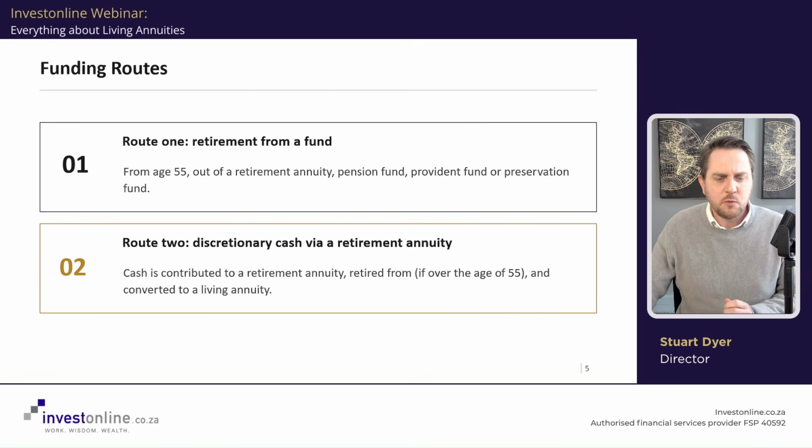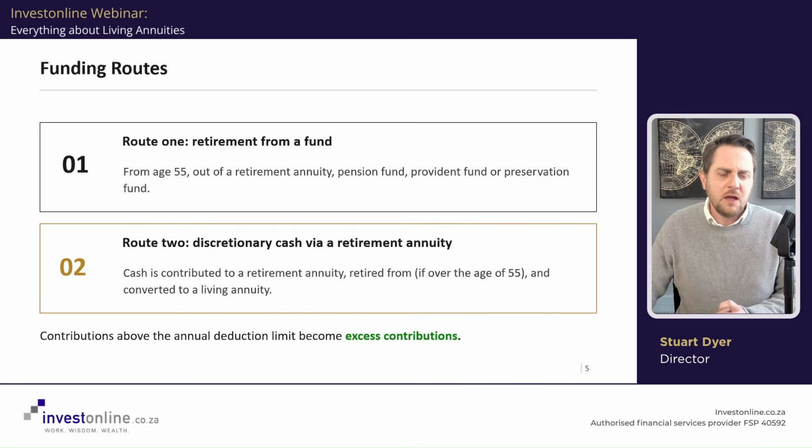Or route 2, which we are seeing more commonly these days, is investors electing to take discretionary cash surplus money that they have and investing it into a living annuity. What you have to do is put the money into an RA first, and then you immediately retire that RA into a living annuity. So it can take a week or two. It's just a bit of an admin process. And then you've really taken discretionary money that wasn't from a long-term retirement fund, and you've put it into the living annuity structure. We'll cover in the last section why someone would do that and where it could potentially fit in as a tax and estate benefit.